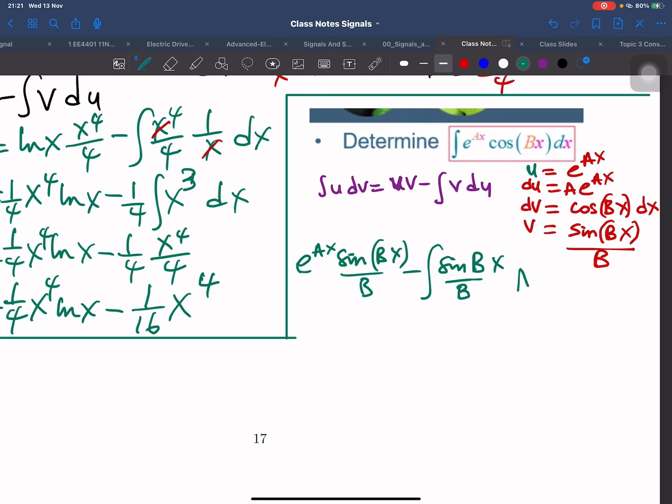Then du is a e raised to power ax. So now we continue. e raised to power ax over b multiplied by sine bx over b, minus... if you integrate sine, at this point again we need to do another integration by parts for what we have. So minus 1 over b minus a over b.